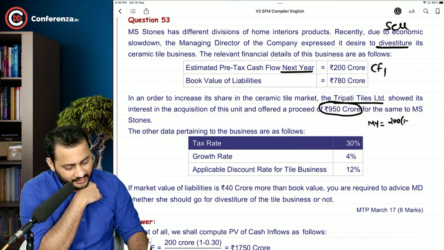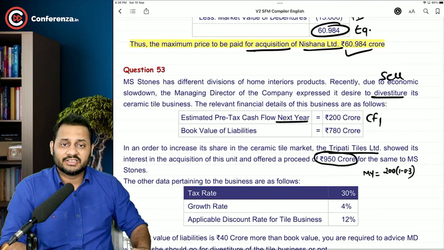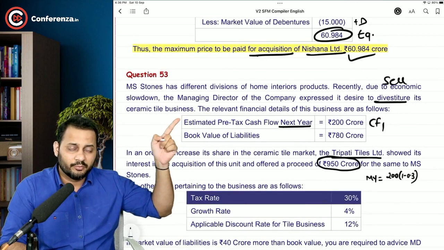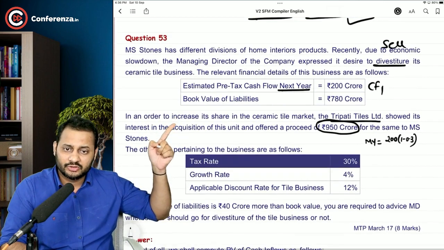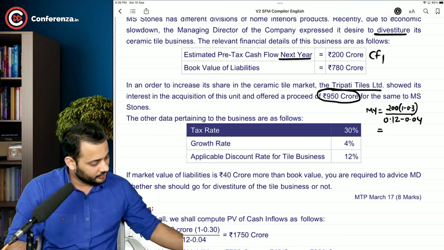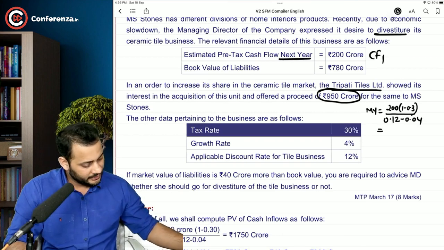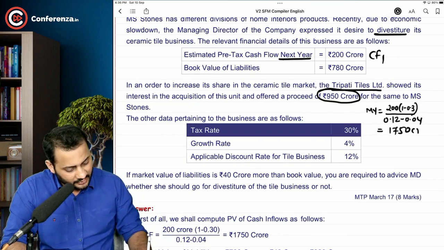First of all, make it after tax. So I will write down 1 minus 0.3. This is already for the next year. This is very important. CF1. So do not add growth in that. Growth is already included. Divided by overall cost of capital, which is 12%, minus growth rate, which is 4%. So 200 less 30% divided by 0.08. It comes to 1750 crore.